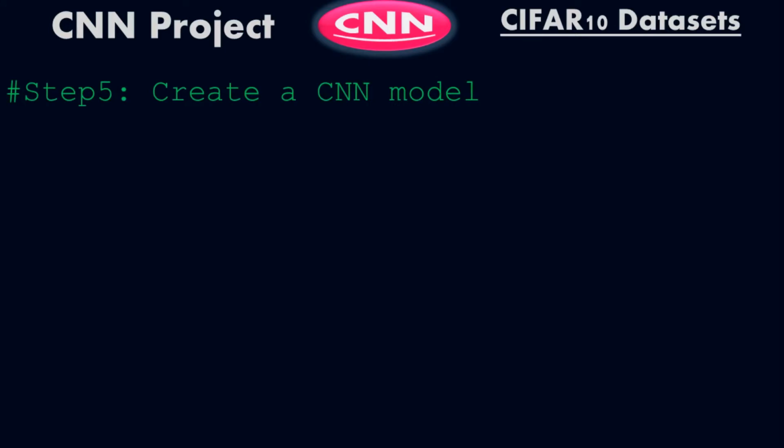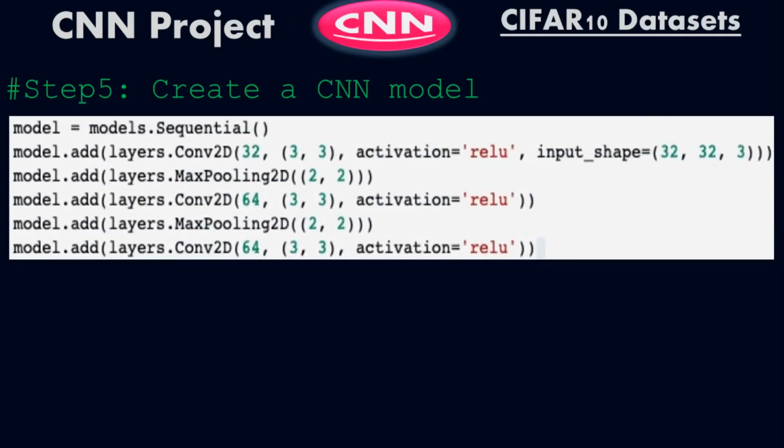Step number 5, create a CNN model. In step number 5, we are going to create a CNN convolutional neural network model based on this CIFAR-10 dataset. So these are the lines of code in Python. model = models.Sequential(), model.add(layers.Conv2D(32, (3, 3), activation='relu', input_shape=(32, 32, 3))), then model.add(layers.MaxPooling2D((2, 2))), model.add(layers.Conv2D(64, (3, 3), activation='relu')), model.add(layers.MaxPooling2D((2, 2))), model.add(layers.Conv2D(64, (3, 3), activation='relu')).